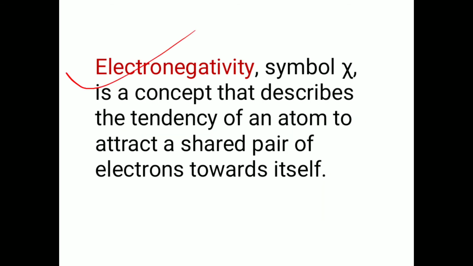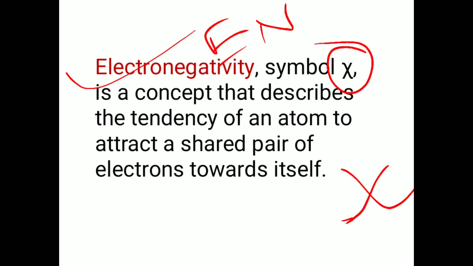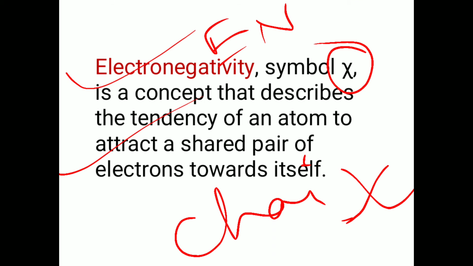And the last one is electronegativity. It is also denoted as EN. The symbol is chi. This is not X, it is chi, C-H-I. So electronegativity is the tendency of an atom to attract a bonding electron pair, or shared electron pair, towards itself. Okay, so it is defined as chi or EN.